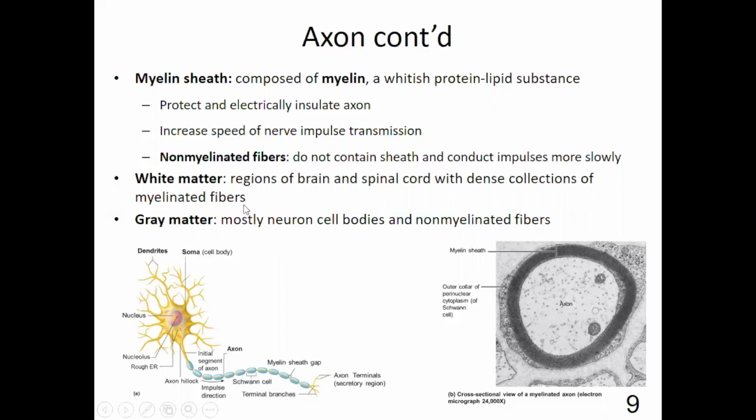White matter and gray matter are terms used to describe part of the central nervous system. White matter appears white due to the large amount of myelin present. Gray matter appears gray because it is mostly those neuronal cell bodies, those somas, as well as non-myelinated fibers.